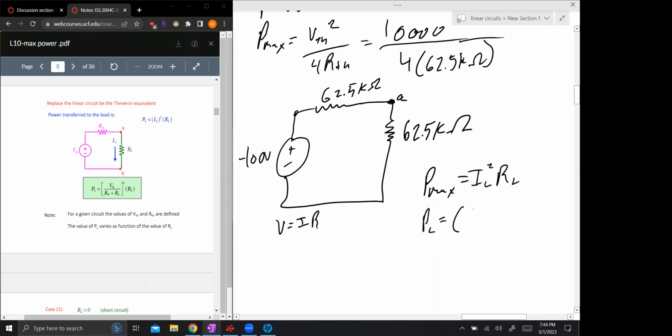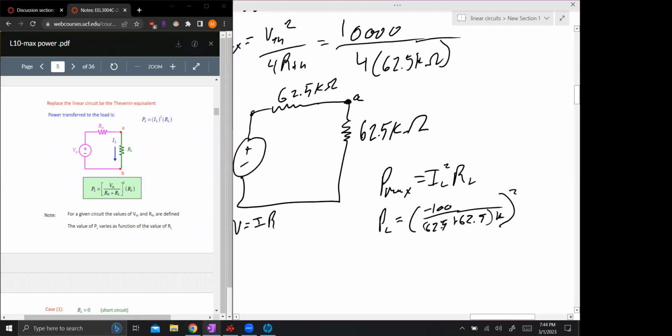So keep in mind, this is our V Thevenin, so negative 100 divided by 62.5 plus 62.5, and this is all obviously K, squared, times the resistor we're looking for, so it would be 62.5 K here. Well, I got 0.04 watts, the milliwatts. So this would be something good to have on the cheat sheet for sure.